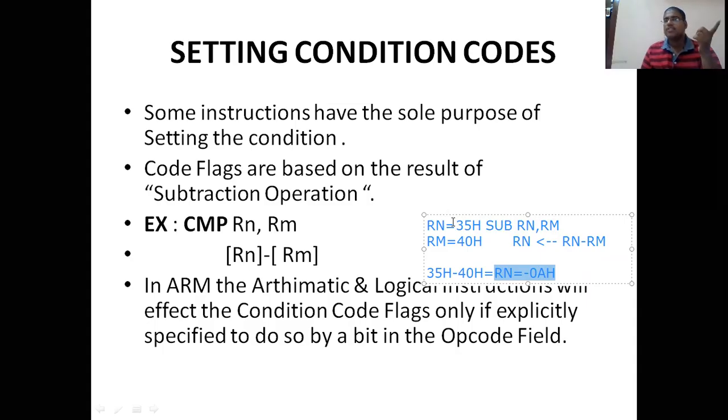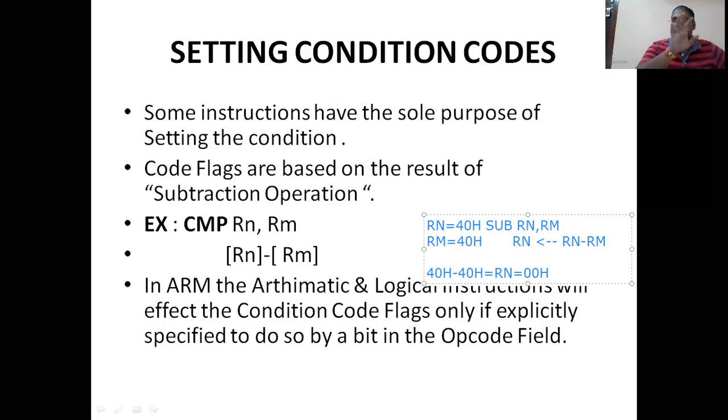Are you clear? That is the difference between comparison and subtraction. Comparison won't alter the values. The only purpose of using the comparison operation is to check the status. For example, if I take Rn as 40h and Rm also as 40h, and perform the comparison, compare Rn comma Rm, as I have told you, comparison is nothing but subtraction. So 40 is going to be subtracted from 40, and I will get 0 as the answer, but my register values are not going to be updated.